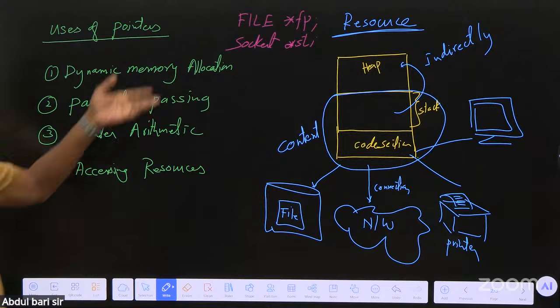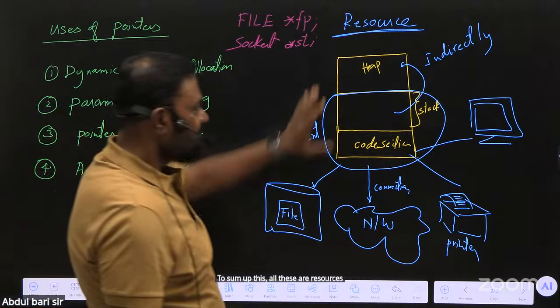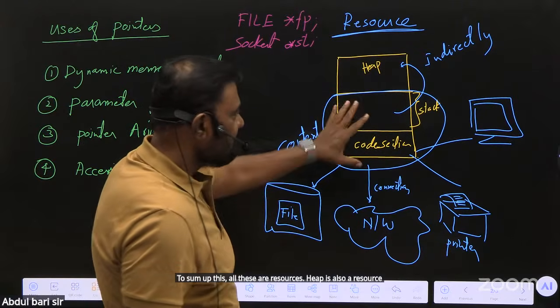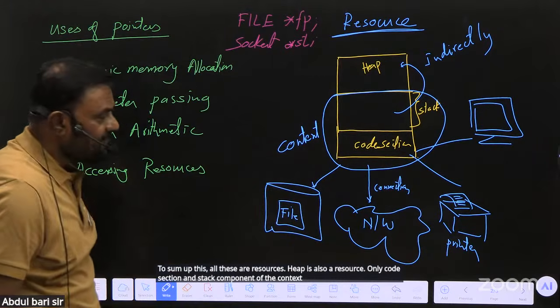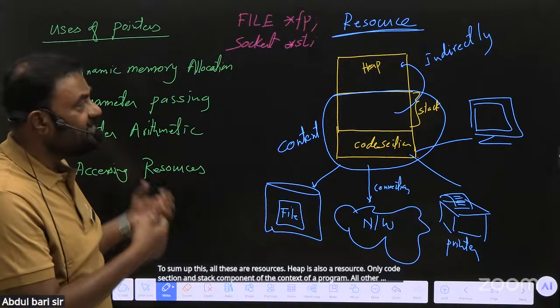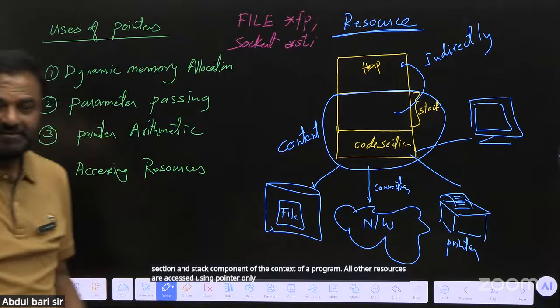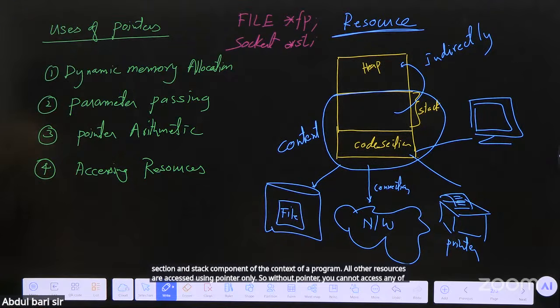To sum up, all these are resources. Heap is also a resource. Only the code section and stack come under the context of a program. All other resources are accessed using pointers only. So without a pointer, you cannot access any of these resources.